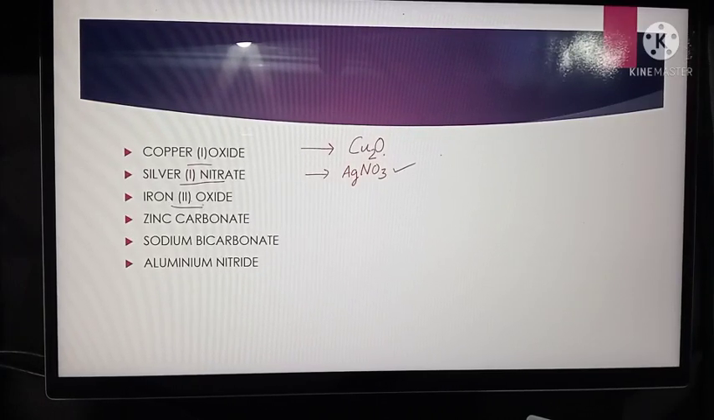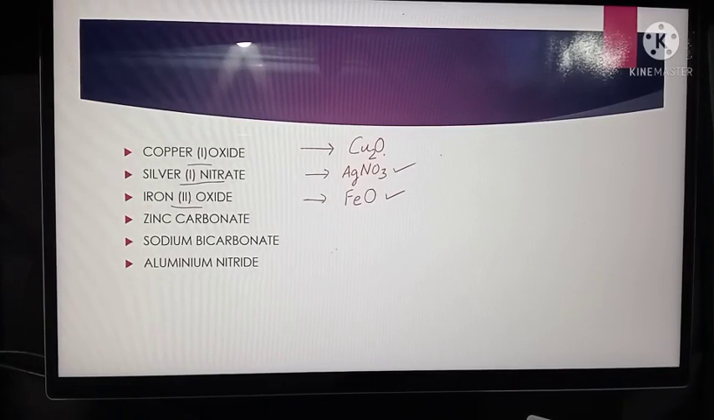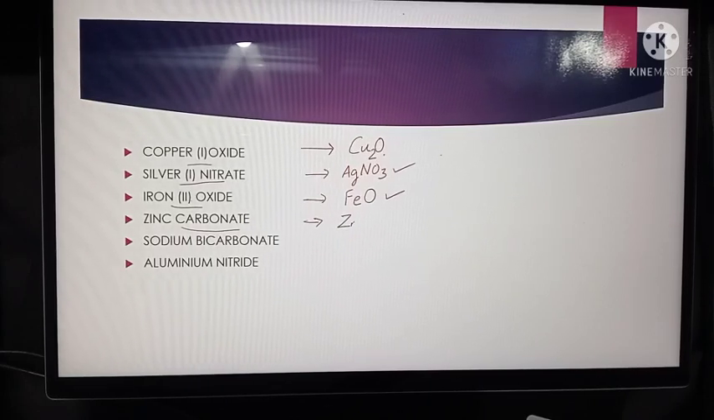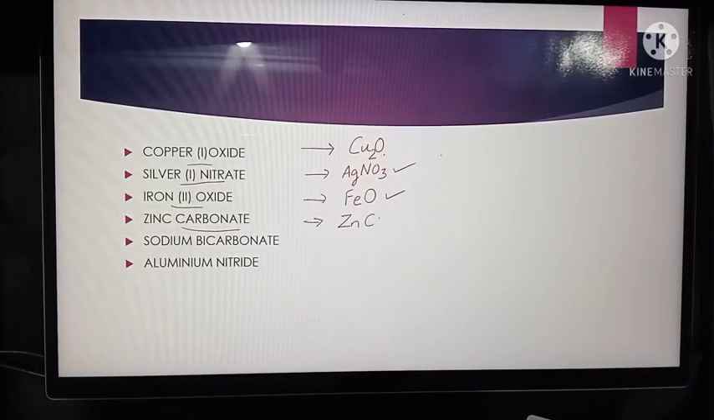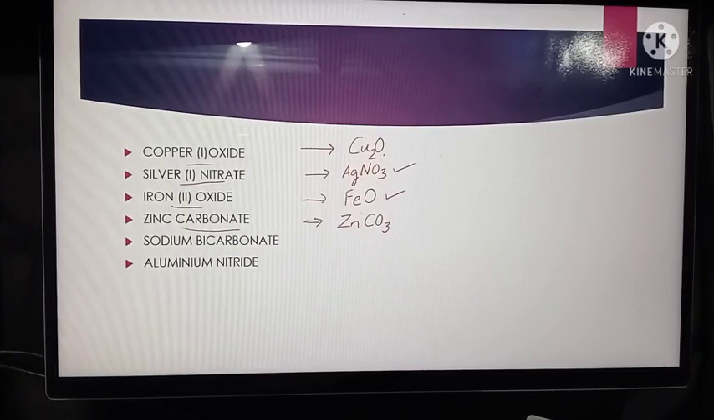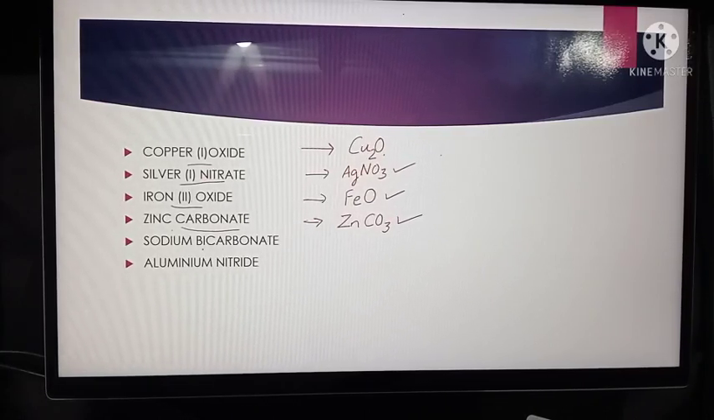Next one is iron(II) oxide. Iron, what is the symbol? Fe. It is given 2. Oxide is also 2. So both are 2, 2, and the ratio is 1:1. So FeO. Next one is zinc carbonate. Zinc is Zn, and carbonate is CO3. As you know, zinc is +2 and carbonate is -2. Both have the same ratio, so you can write the formula as ZnCO3.